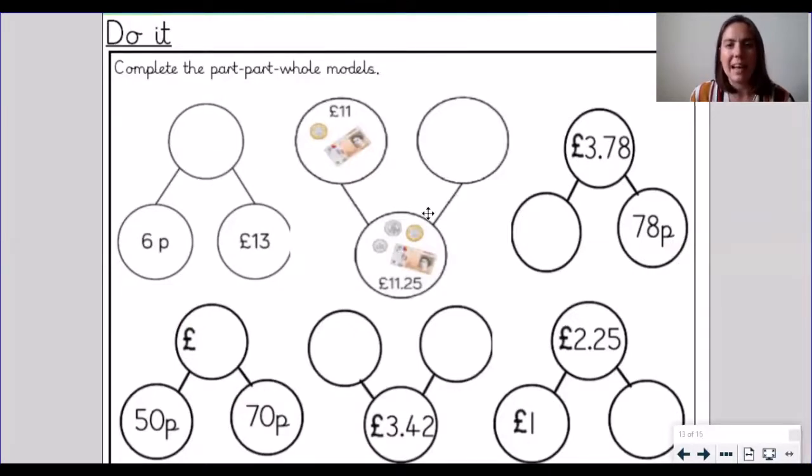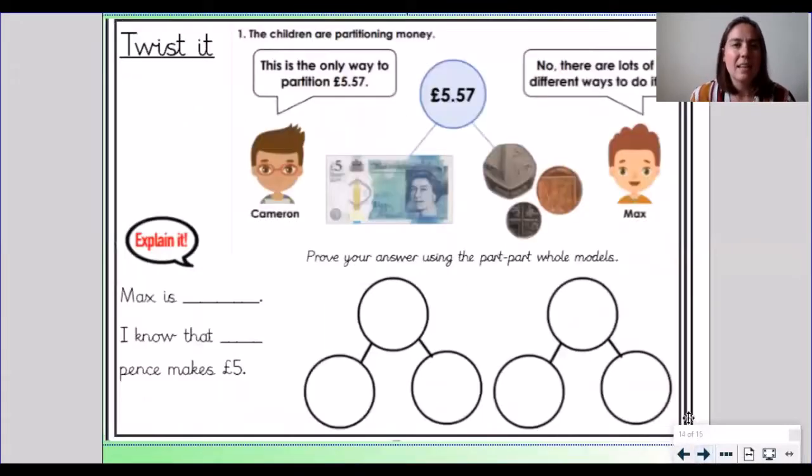But if you are missing a part, you either need to take the part away from the whole to find out what's missing, or you might be able to see depending on what the number is and what has come out already. Okay, so do make sure that you're really careful to notice what is actually missing. So what is the question asking you? And then on your twist it, it's asking you to think about what Cameron and Max are saying and to prove your answer using a part whole model.